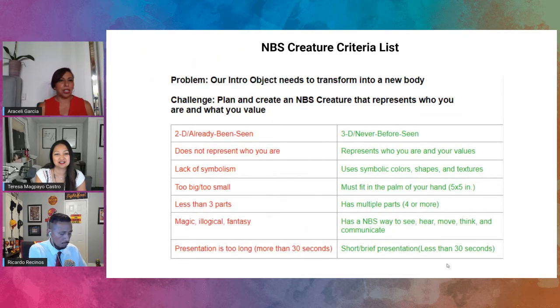All right. And so here's the criteria list again. And I go through this step by step. You're going to create a creature. It needs to somehow represent you symbolically. It needs to be 3D. So if you want eyes, you can't just draw them in. I want you to make little eyes. Got it? Okay.